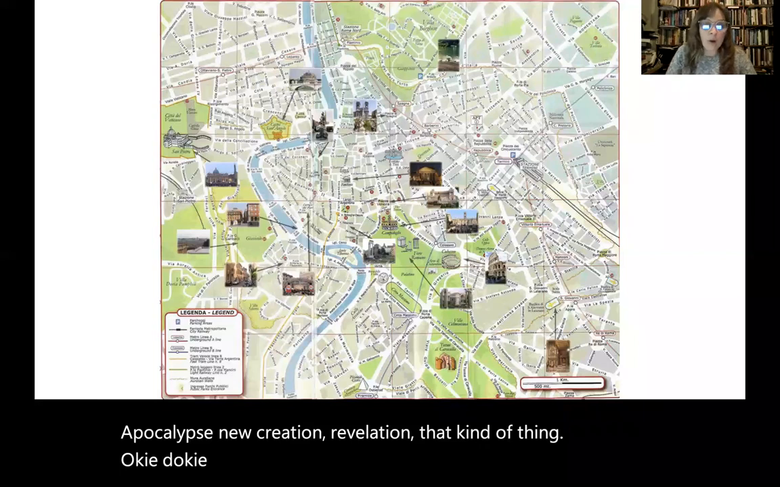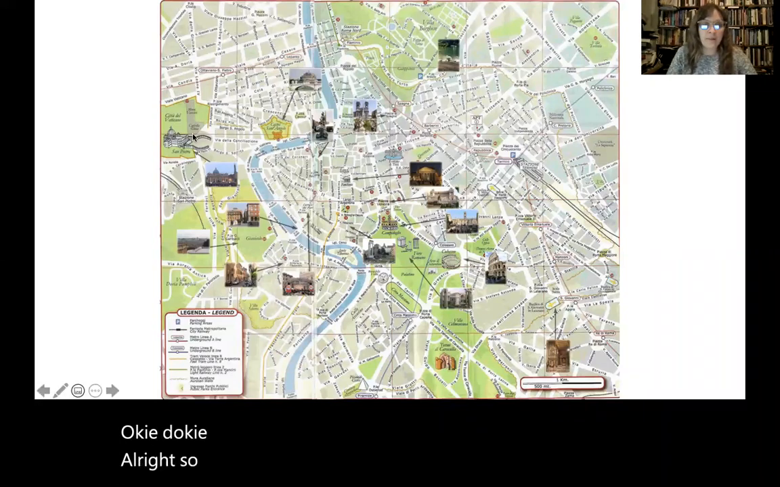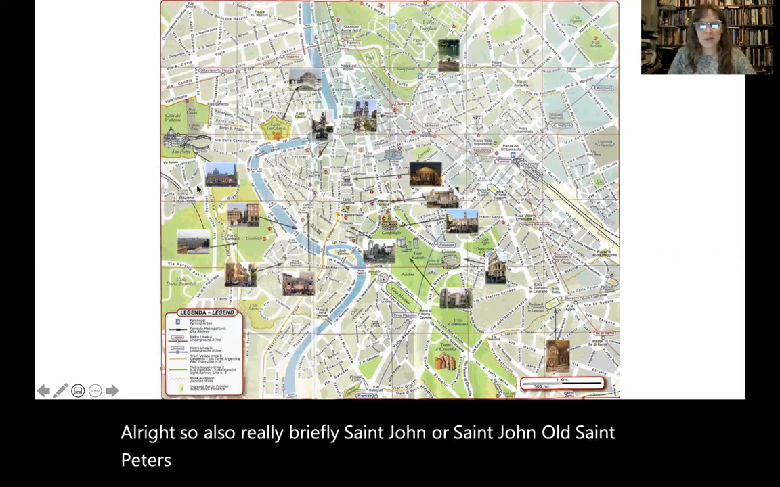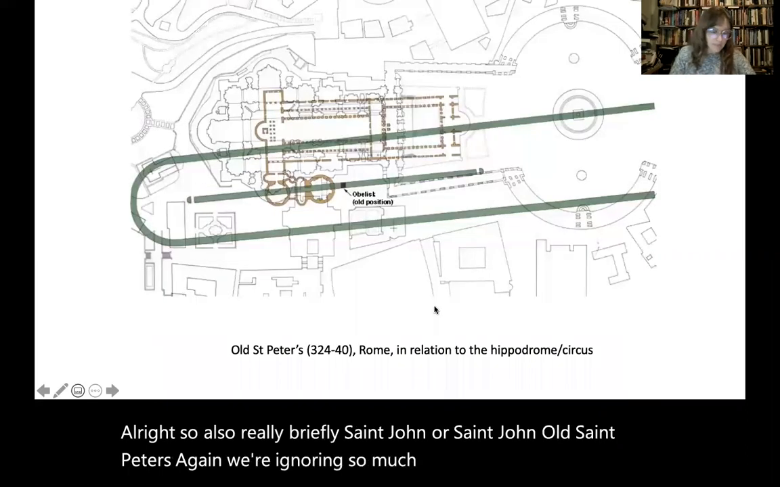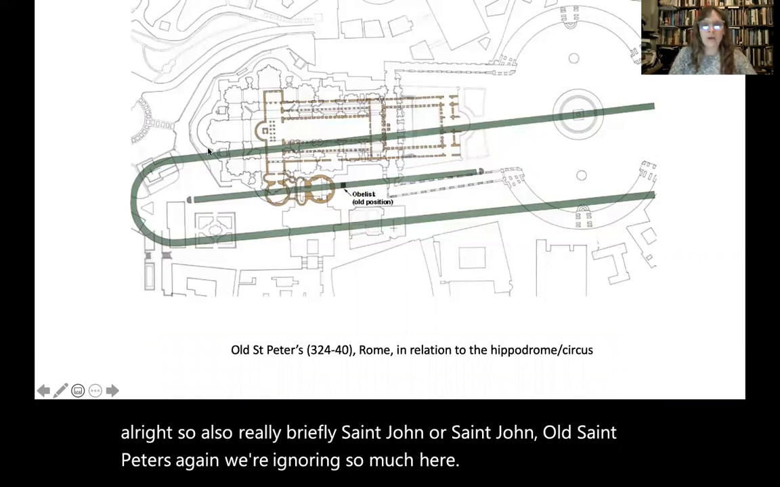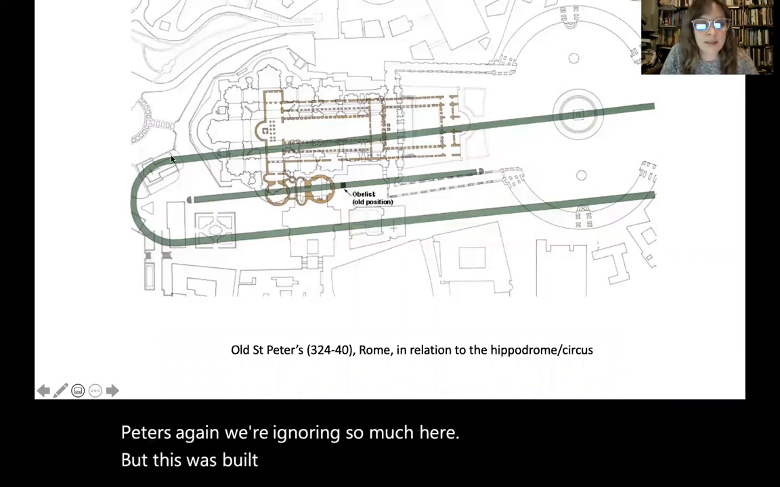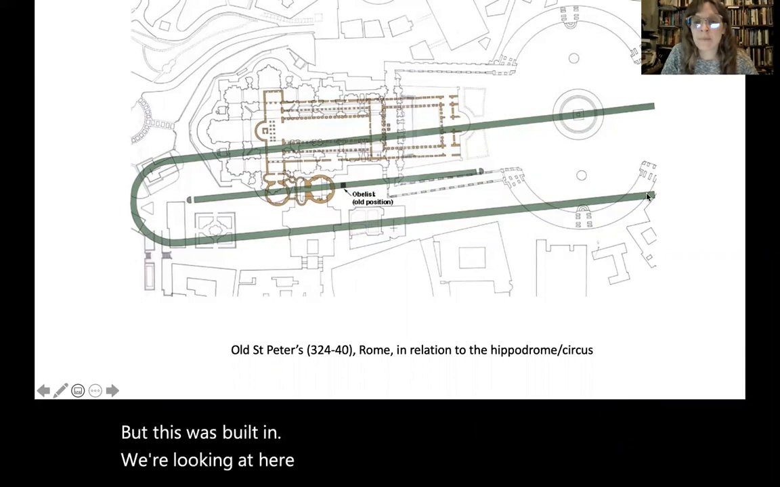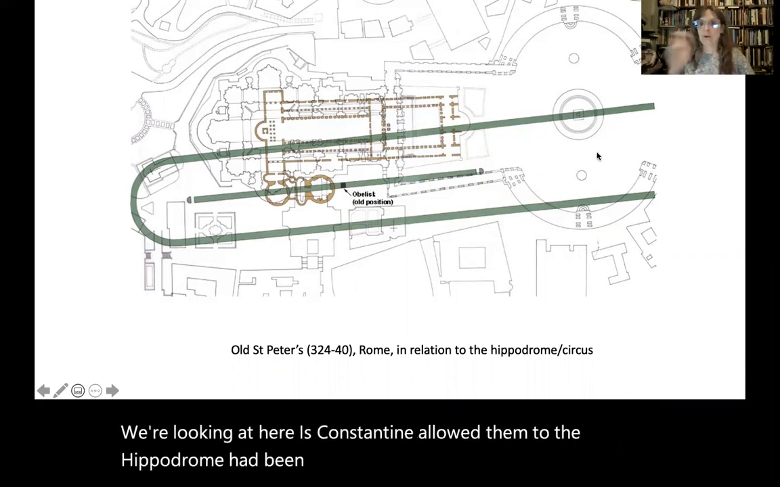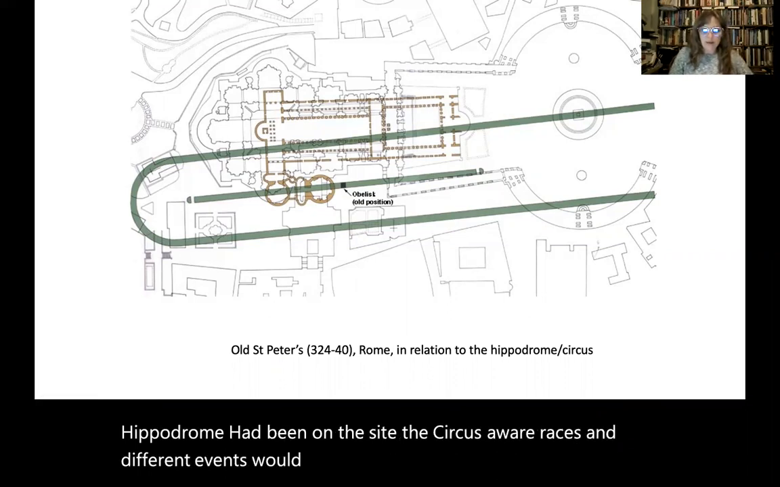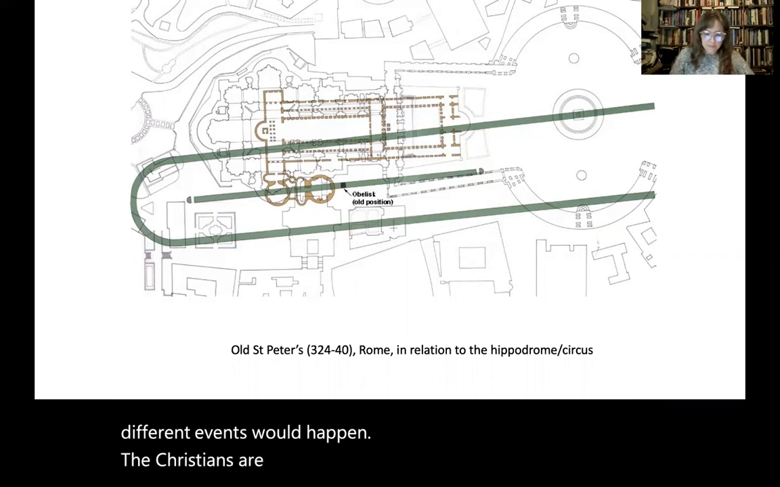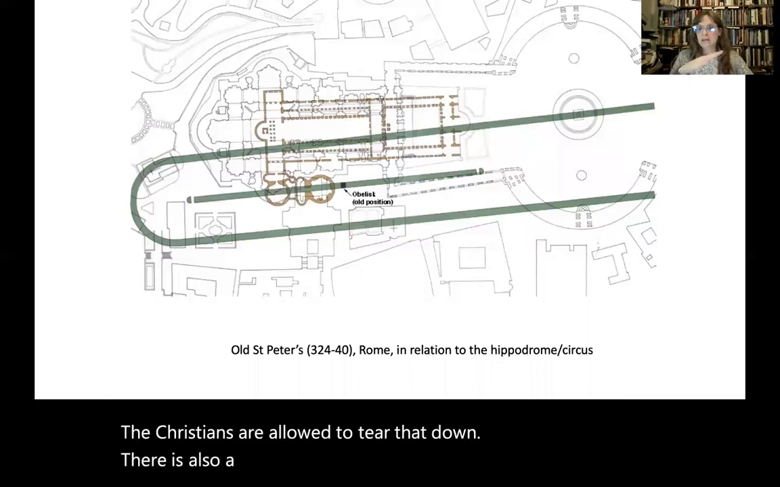All right. So also really briefly, Old St. Peter's. Again, we're ignoring so much here. What we're looking at here is that Constantine allowed them to build on the site where the hippodrome had been, the circus, where races and different events would happen. The Christians are allowed to tear that down. There's also a cemetery and mausoleum near there.